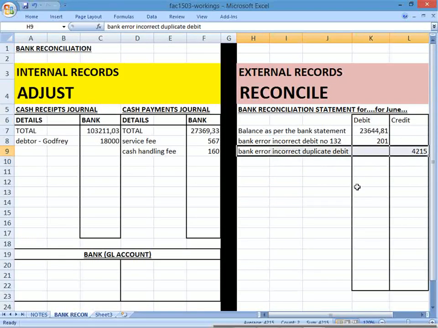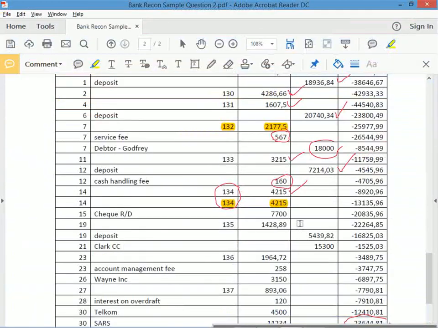There's another reconciling item. Next, check RD. What is an RD check? An RD check means it's returned to the drawer. It's a dishonored check. Dishonored check means someone has given you a check that they've written out. You take the check, you deposit it into your bank account. Then the bank comes back to you and says, sorry, I couldn't transfer money from that person's account to yours because their account didn't have enough funds.